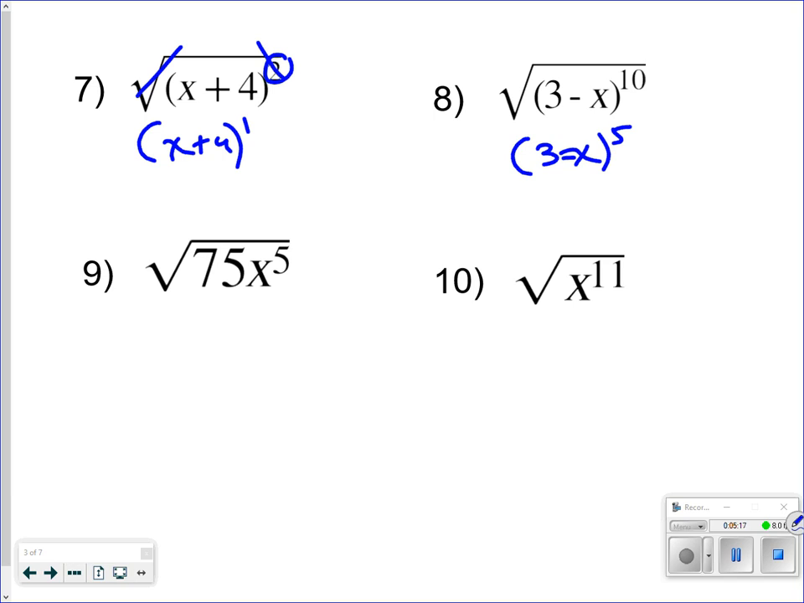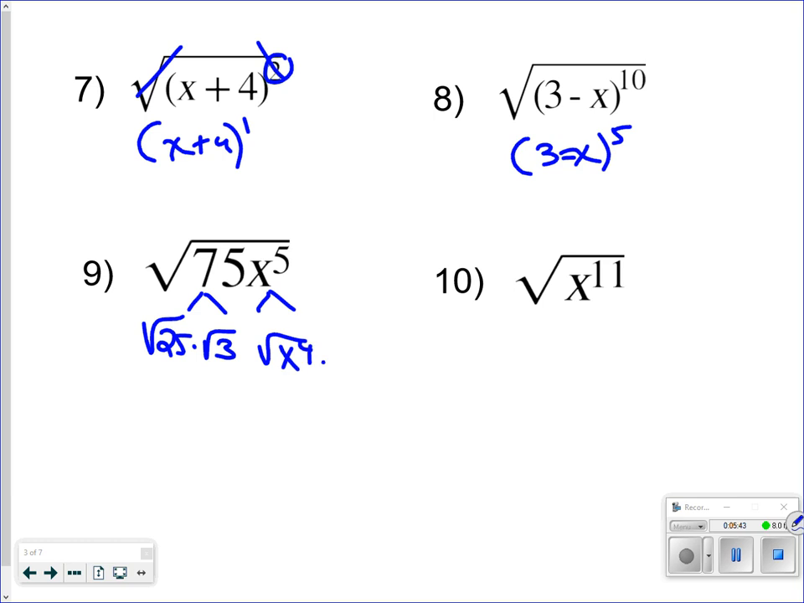All right, these next two, we're going to have to break these apart. 75. We'll do this in two pieces. What's the biggest thing you can think of that goes into 75? That's a perfect square. I hope you came up with 25 times 3. X to the 5th, that's an odd power. So just like we did on that last one for the first try, take 1 less than 5.